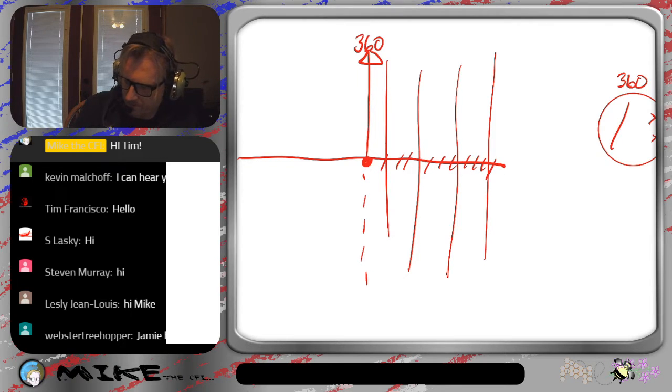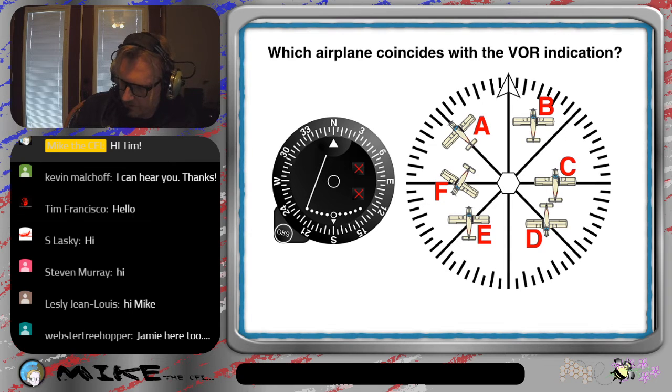So if we go back to the ones that are selected there, letter C is the only one that it can be, and that's the one that it is.